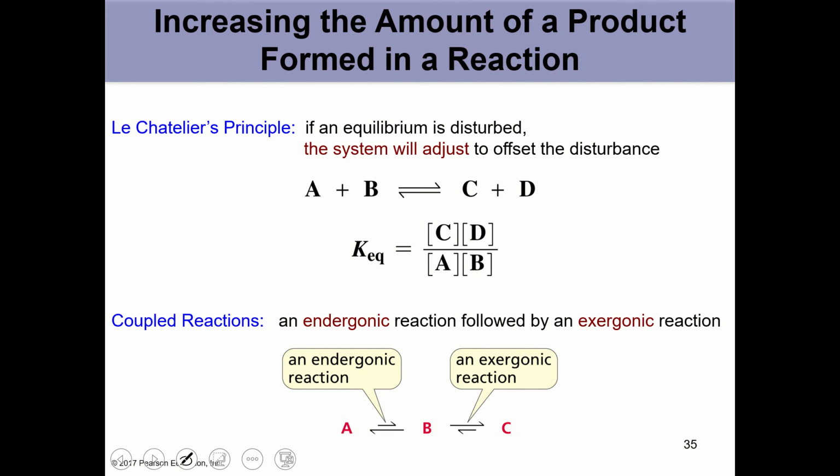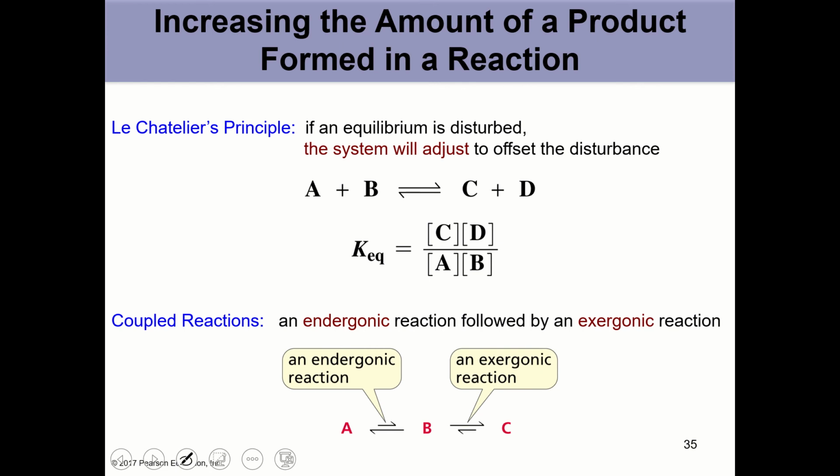Coupled reactions. In an organic reaction, a coupled reaction is an endergonic reaction followed by an exergonic reaction. This term is most applicable in biochemistry. We do use this also in organic chemistry, and I will point out if we see any reaction diagrams where coupled reactions occur.